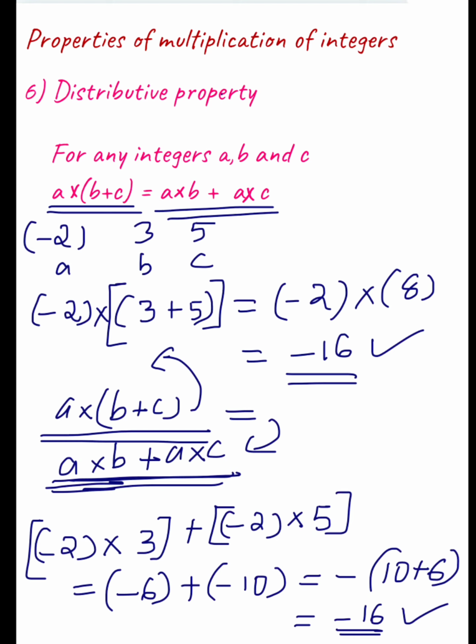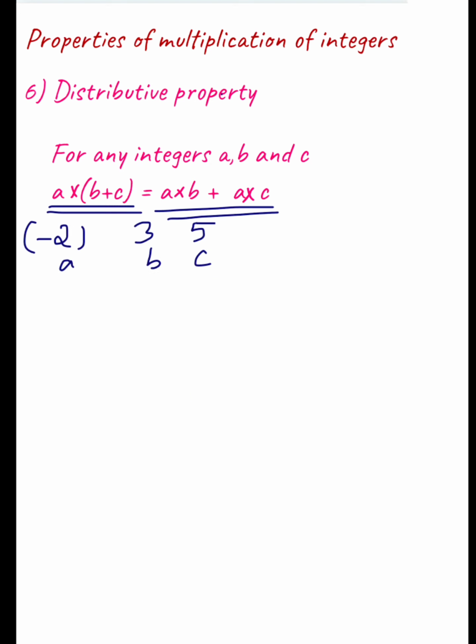Or you can say, distributivity of multiplication over addition is true for integers. Okay, this is even true for subtraction also. That is, distributivity of multiplication over subtraction is also true for integers. You can check that by taking the same example itself. There, instead of addition you have to do subtraction. Let's do that. For distributivity of multiplication over subtraction, you have to do a into b minus c, and you have to prove it is equal to a into b minus a into c.